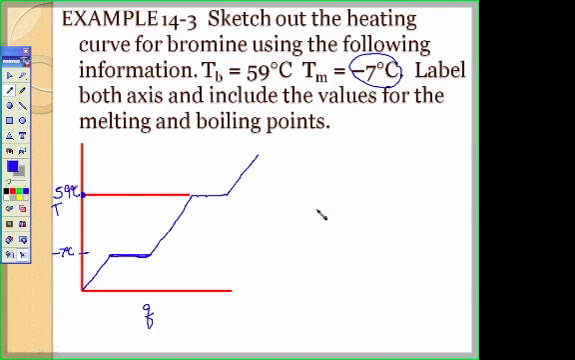And the problem asks you to label the axes, including the values for the melting point and the boiling point. So let's go ahead and get units. Heat would be in joules and temperature in degrees Celsius.